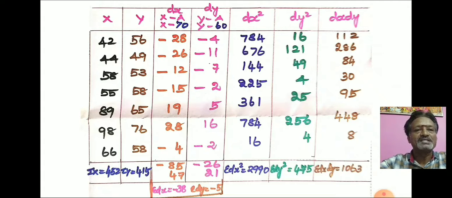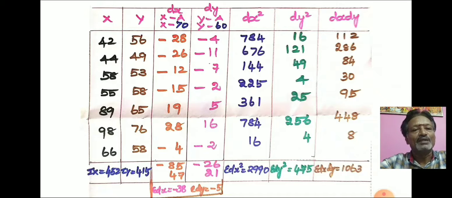So here dy equals y minus a, where the a value is 60. The first y value is 56, so 56 minus 60 is equal to minus 4. Then the second is minus 11, third minus 7, fourth minus 2.